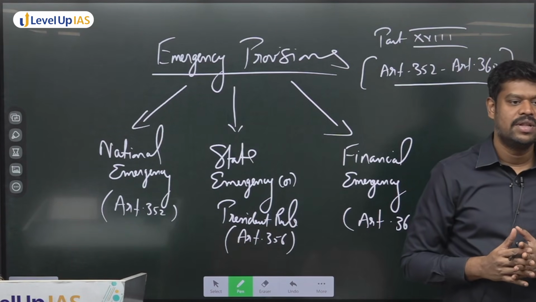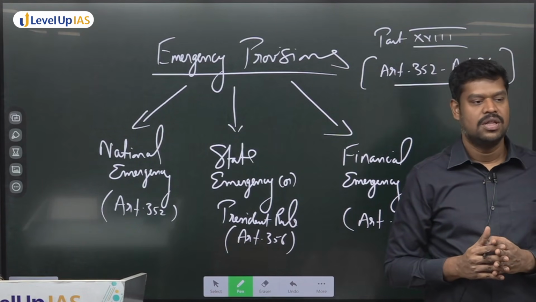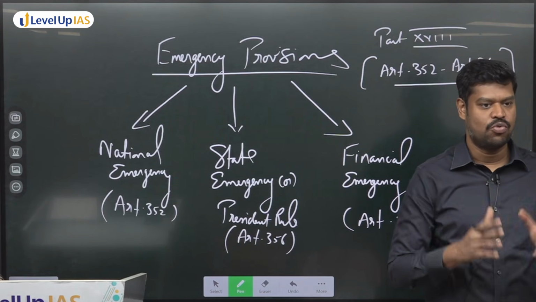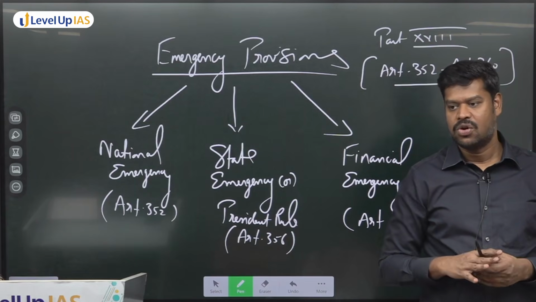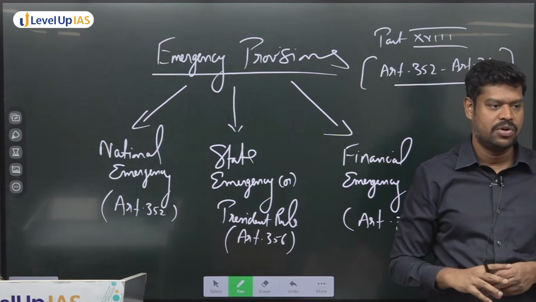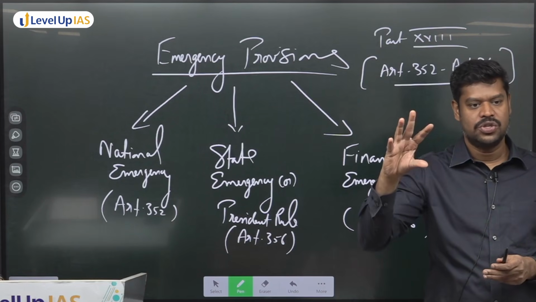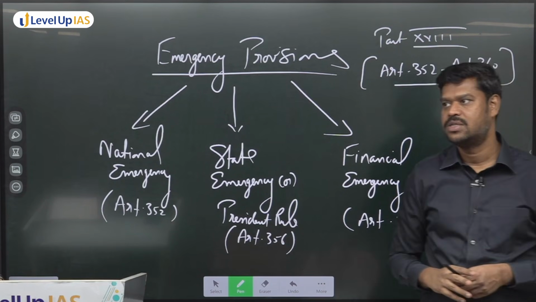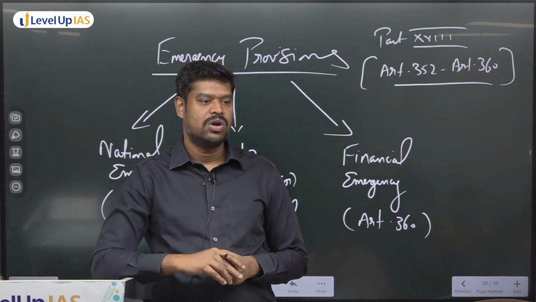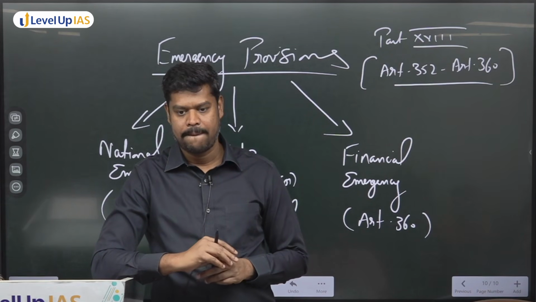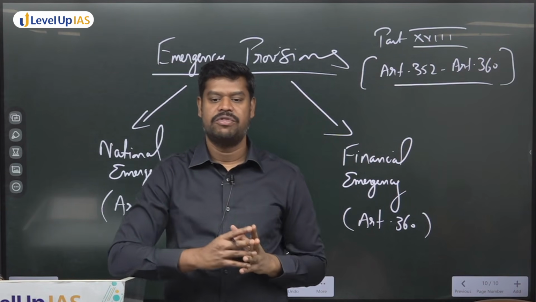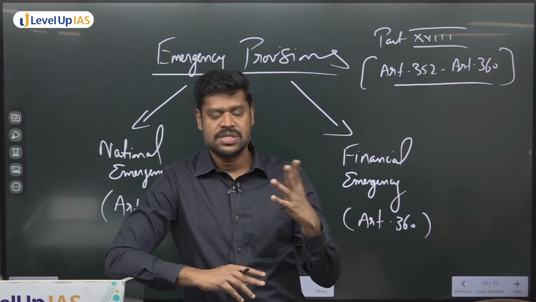But do you know what will happen when there is an emergency provision? The constitution becomes unitary in character. Rather than a federal political system, one important change that will happen is the constitution automatically transforms itself from a federal political system to a unitary political system. When I say the constitution transforms itself from a federal to a unitary political system, that means the powers will be concentrated in one authority. Which authority will it be concentrated in? It will be concentrated in the union executive, in the union legislature. The states will be deprived of their powers because it's an emergency situation.